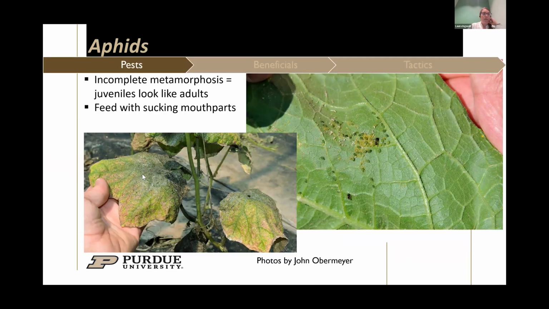So the first group of pests is one that I'm sure many of you are familiar with. And here we're talking about aphids. In our melon crops, or our cucurbit crops, oftentimes we're referring to the melon aphid, Aphis gossypii.